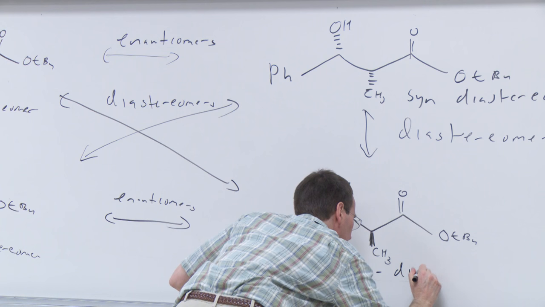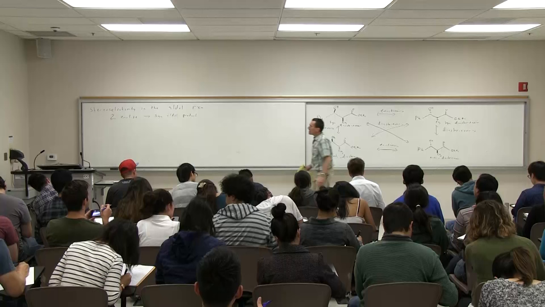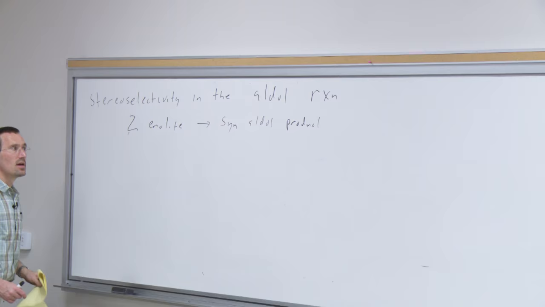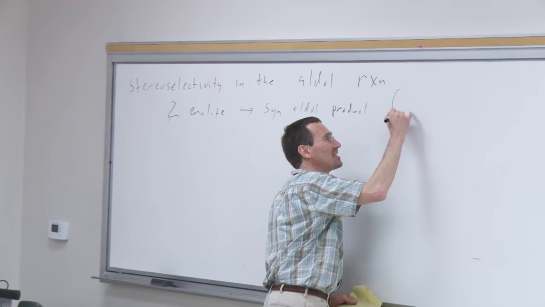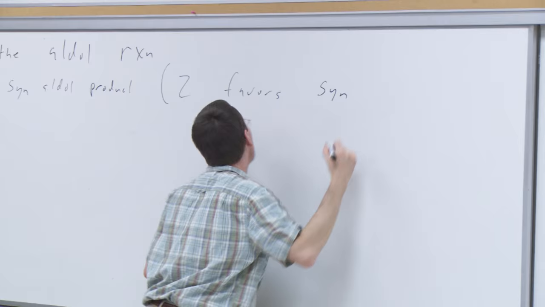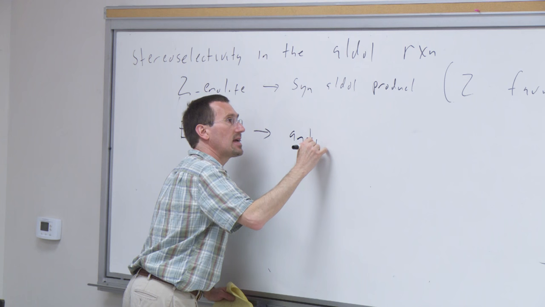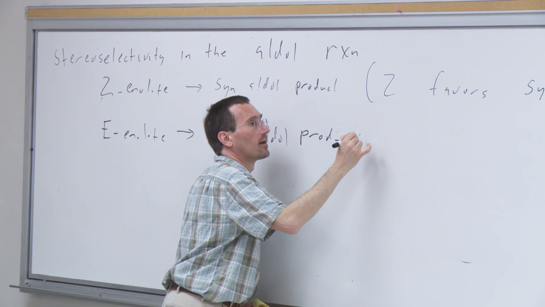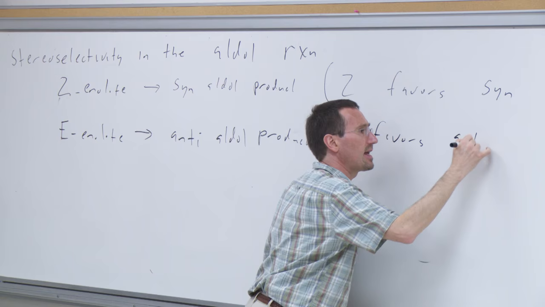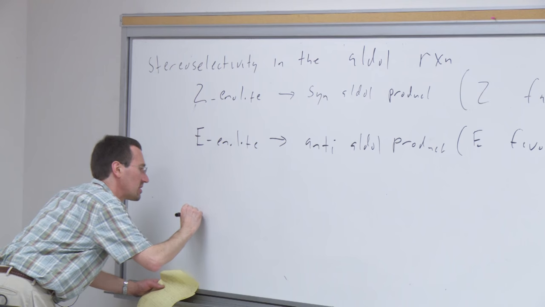And so where I want to set the stage is that the Z enolate prefers forming the syn-aldol product. I'll say Z favors syn, and the E enolate leads to the anti. I'll say E favors anti. And I just want to draw these out here as a starting point for us to think about.